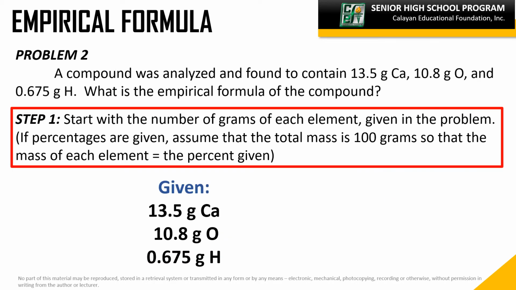Okay, so we have here another problem. A compound was analyzed and found to contain 13.5 grams of calcium, 10.8 grams of oxygen, and 0.675 grams of hydrogen. Now, what is the empirical formula of the compound? Like what we did before, we have to start with the number of grams of each element. Since the grams are already given, we just copy them. So we have 13.5 grams of calcium, 10.8 grams of oxygen, and 0.675 grams of hydrogen.